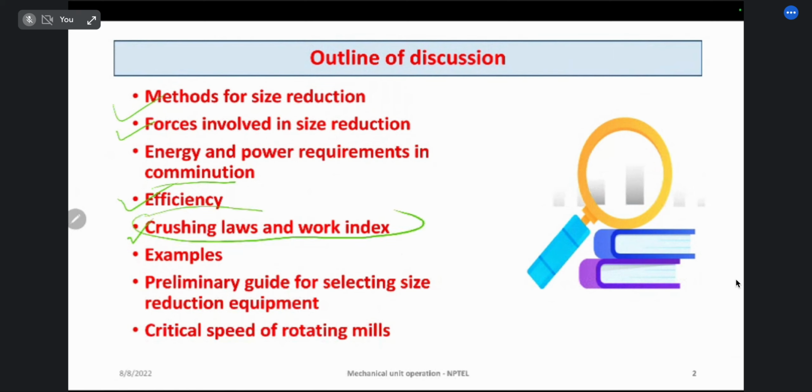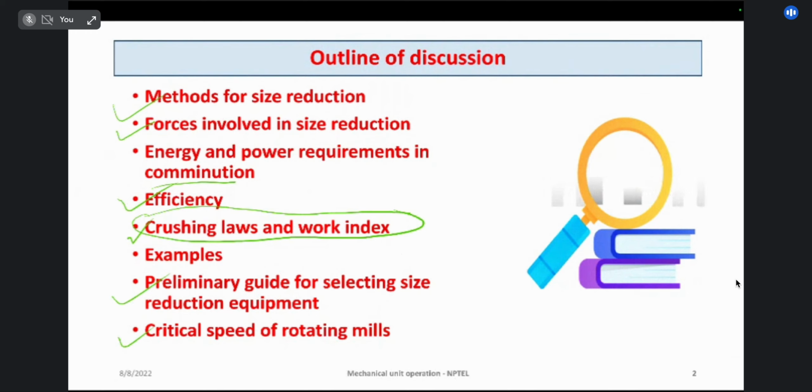Based on this, there are various examples, which are pretty easy when you solve them. But you need to understand why these laws are there and which laws will be used for which place. Then examples, and we will also see some preliminary guidance for selecting size reduction equipment. And there are some examples on the basis of the critical speed of rotating mills, which we are also going to understand today. So this is the overall outline of today's approximately 50 minutes to 1 hour discussion.